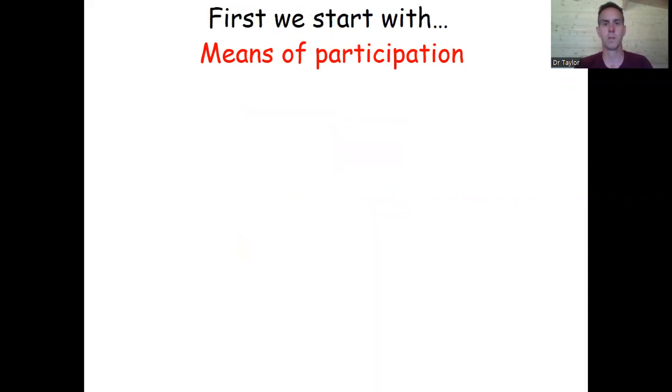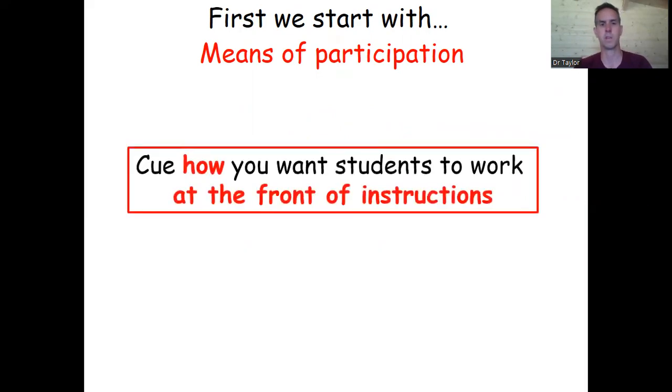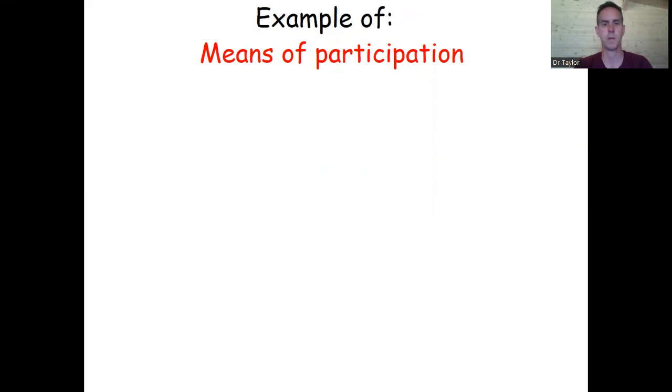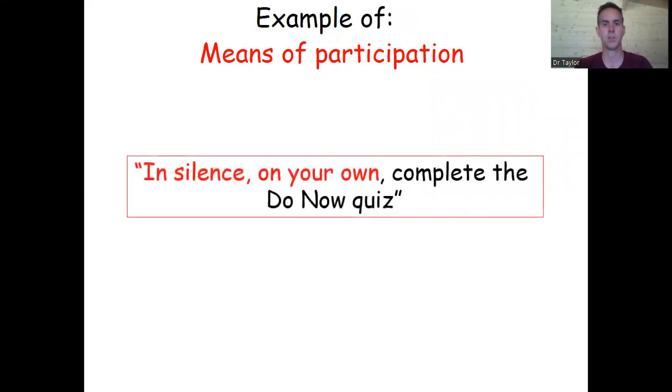We would start with, in this sequence of activities, means of participation. And this is simply cueing how you want students to work at the front of instructions. An example of this might be, in silence, on your own, complete the Do Now quiz. So the bit in red there, in silence on your own, is the means of participation. You're signaling to students how you want them to complete this task.